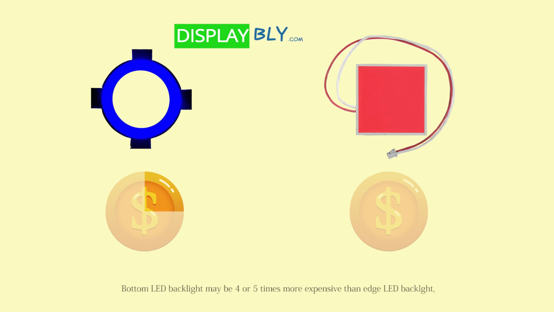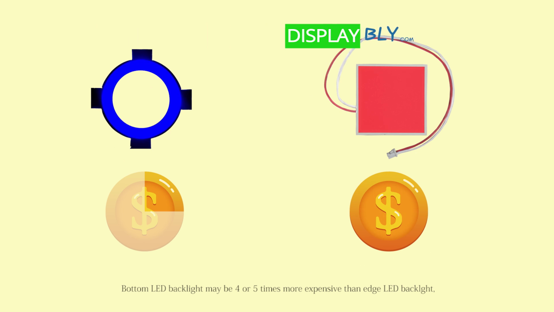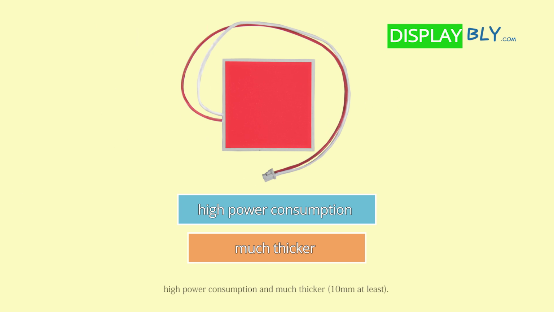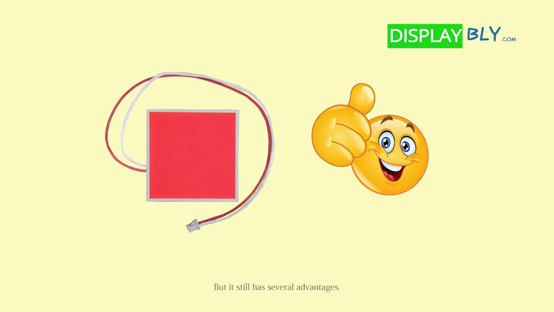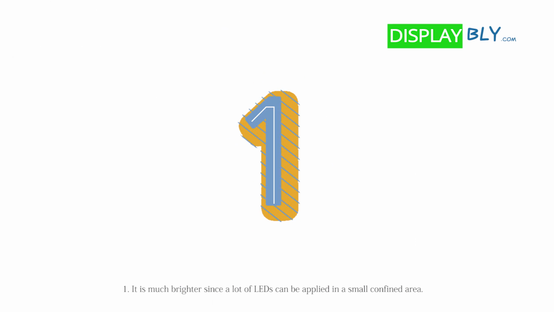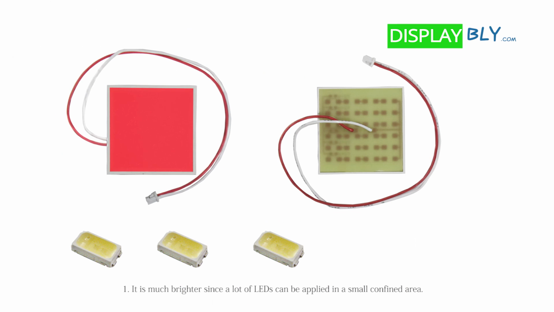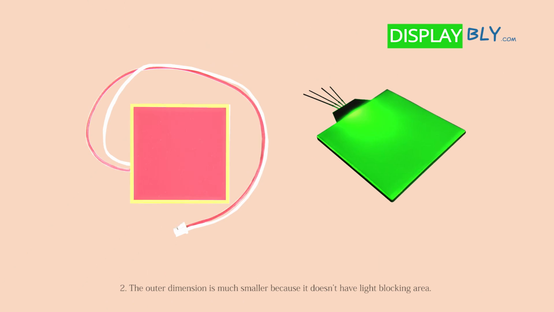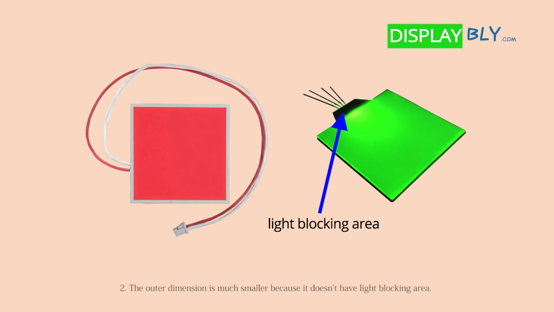Bottom LED backlight may be 4 or 5 times more expensive than edge LED backlight. High power consumption and much thicker, 10 millimeters at least, but it still has several advantages. Number 1. It is much brighter since a lot of LEDs can be applied in a small confined area. Number 2. The outer dimension is much smaller because it doesn't have light blocking area.